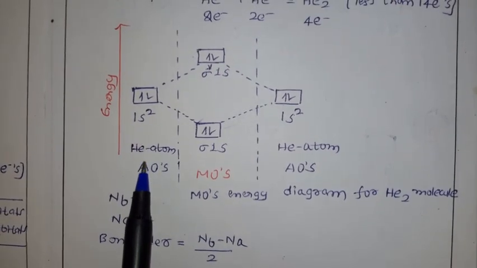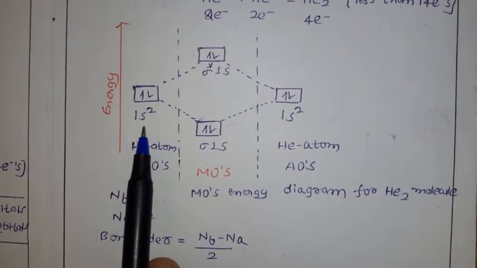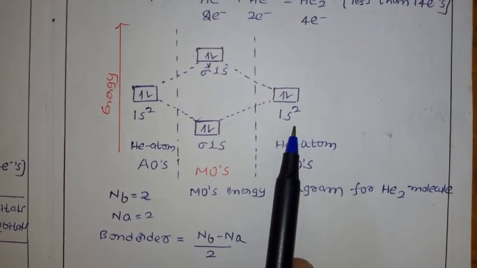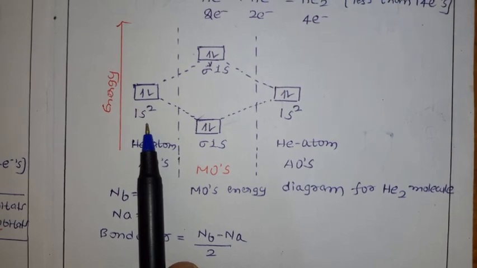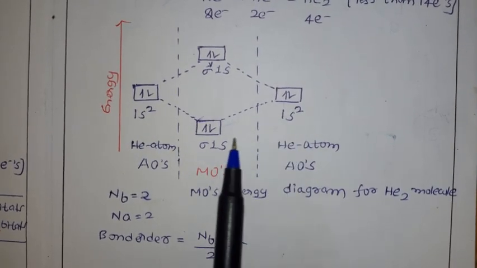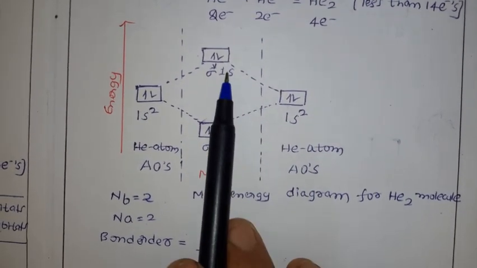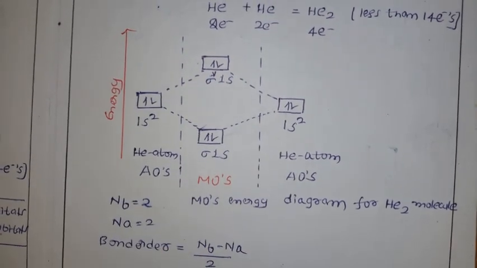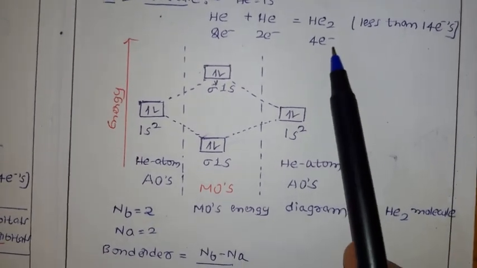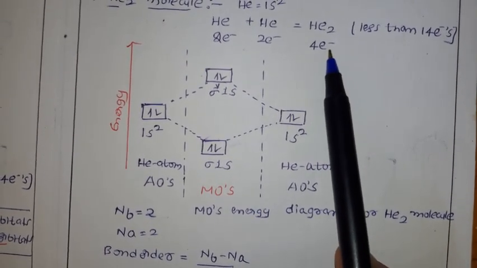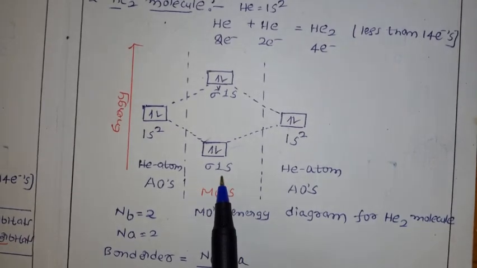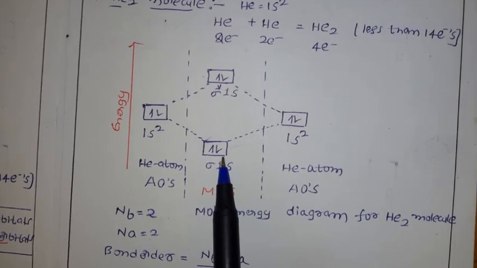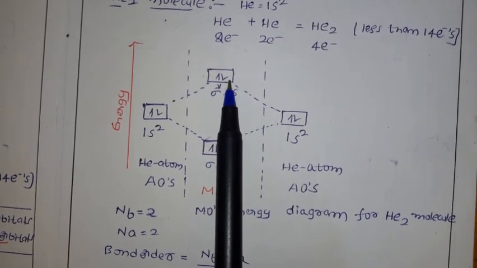Now go for the molecular orbital energy diagram. One helium atom has a 1s2 1s orbital, and the second helium atom also has the 1s2 electronic configuration. So a 1s atomic orbital and another 1s atomic orbital give rise to 2 molecular orbitals. One is bonding, another is antibonding. Now you have to fill the electrons. In total we have 4 electrons. In the lowest energy, first sigma 1s, you have to fill 2 electrons. The remaining 2 electrons you have to fill in the antibonding orbital.